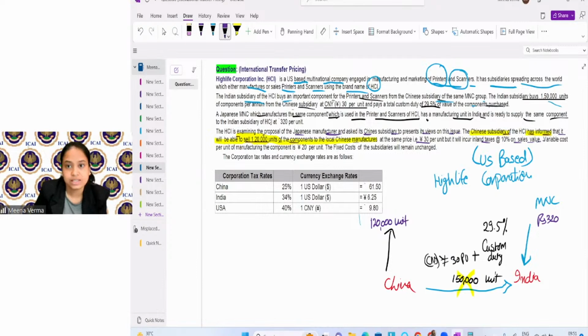They can sell it in the local market, but only 1,20,000 units of the component. They have the option to sell only 1,20,000 units at the same price. And the price is what? At the same price, they can sell it in the outside market at 30 per unit in Chinese currency. They can recover it.